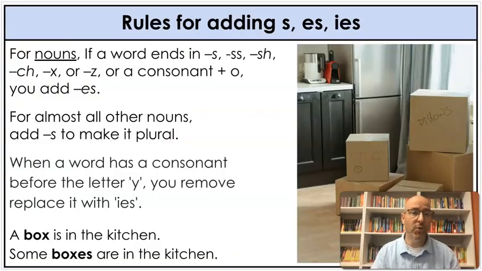Now, for lesson 1, I do want to go over both the rules for verbs and for nouns, but we're not going to do all of that today. So for nouns, if a word ends in S, SS, SH, CH, X, or Z, or a consonant and an O, you add ES. For almost all other nouns, you just add an S to make it plural. When a word has a consonant before the letter Y, you remove the Y and replace it with IES. An example, box. A box is in the kitchen. Some boxes are in the kitchen. So since that ends in an X, we would put an ES, boxes.